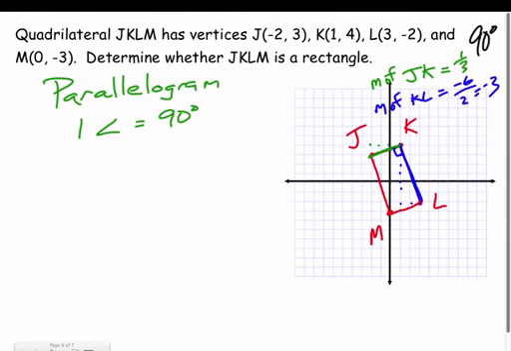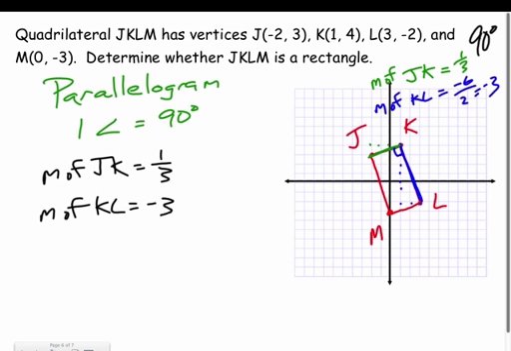Well, how can I prove that it's a parallelogram? A lot of different ways. I could show that opposite sides are parallel. I could show that opposite sides are congruent. I could show that opposite angles are congruent. Well, since I already found slopes, I'm going to go ahead and write these down. The slope of JK is 1/3. The slope of KL is -3. I bet if I just found all the slopes, that might be the easiest, because this proved that I have a 90-degree angle, right?